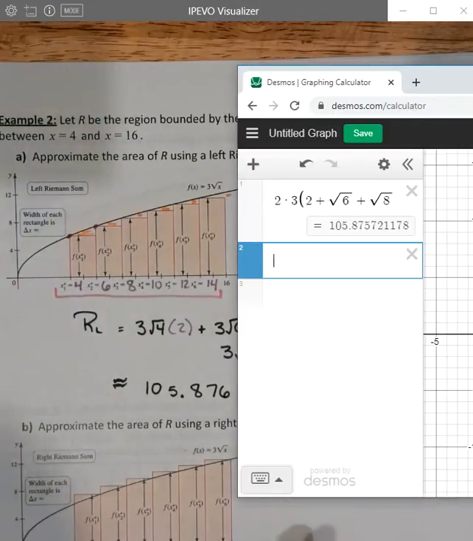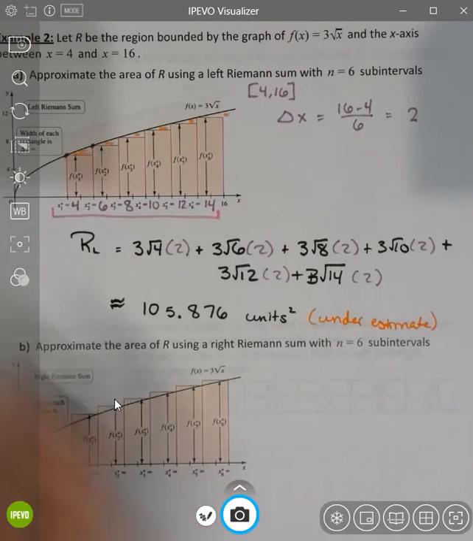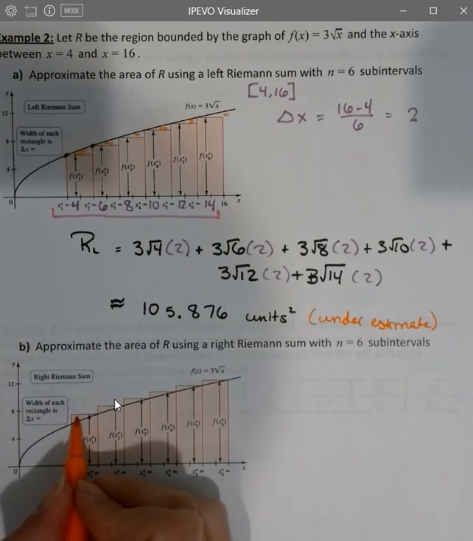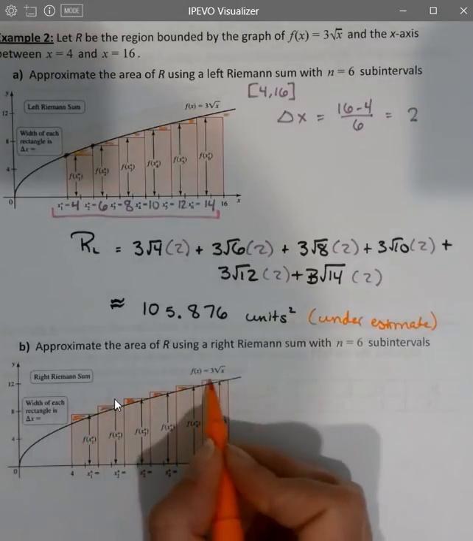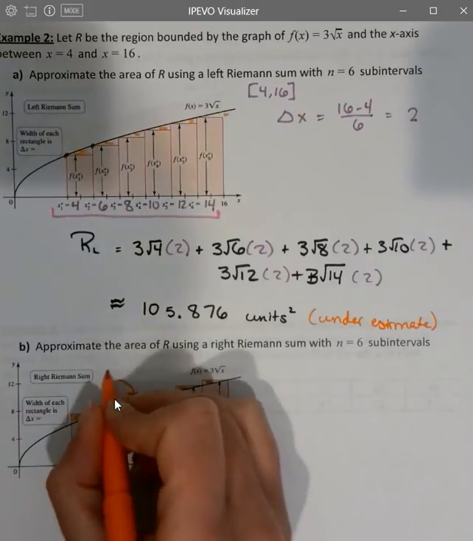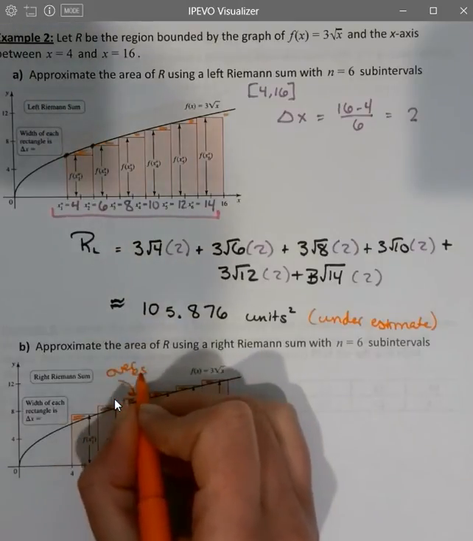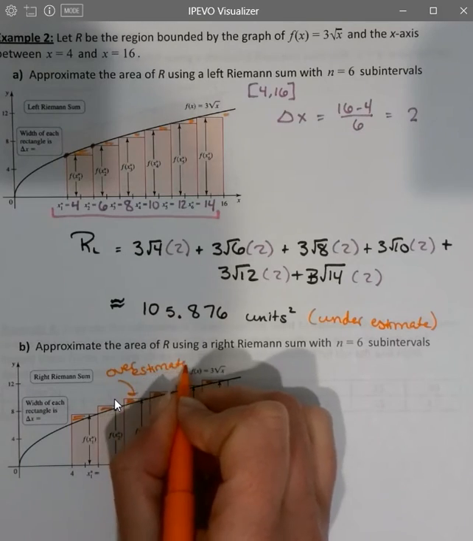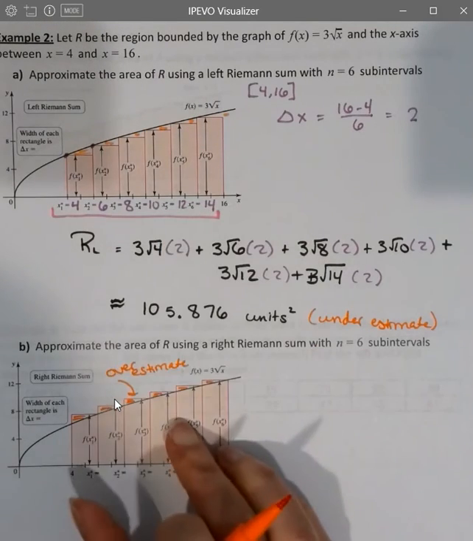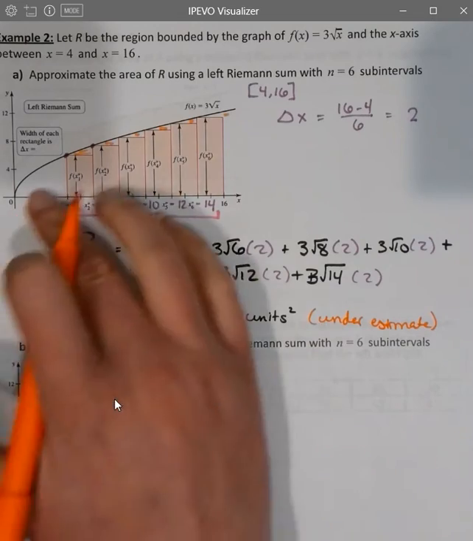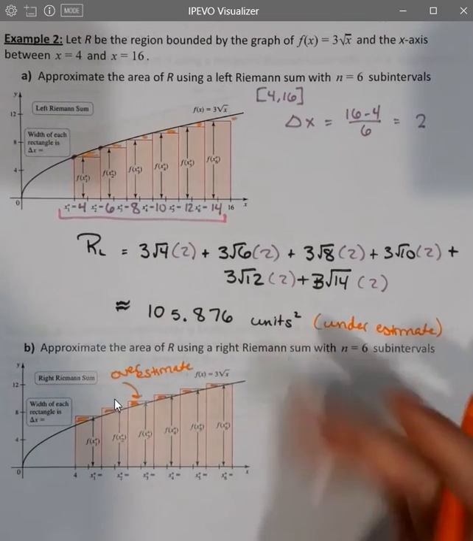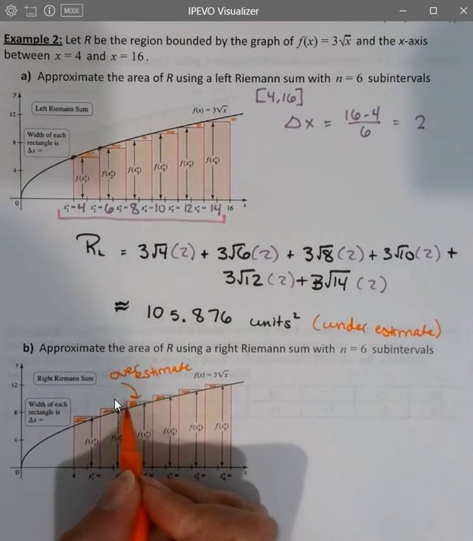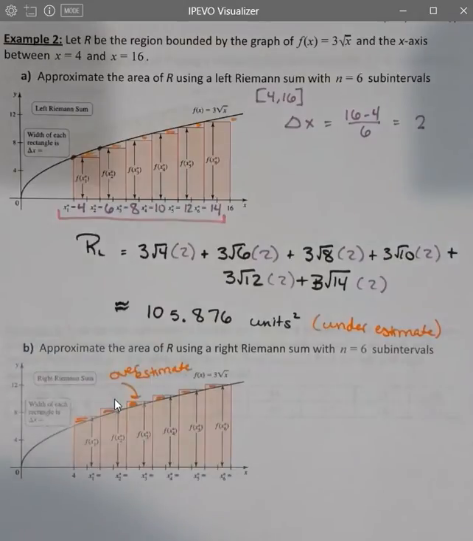When I do the next one, sorry, I was writing over there, underestimate, too small. When I do the next one, these are going to be too big. They have excess area in them that's not part of the area under the curve. So these ones are going to be an overestimate. It's not that lefts are always under and rights are always over. It depends on the shape of the curve. For an increasing function like this, you're going to have your lefts under and your rights over, but for a decreasing function, it's going to be the reverse. It just is because these are too big that they're overestimates, and those were too small, they were underestimates. So now we're going to do the right Riemann sum.